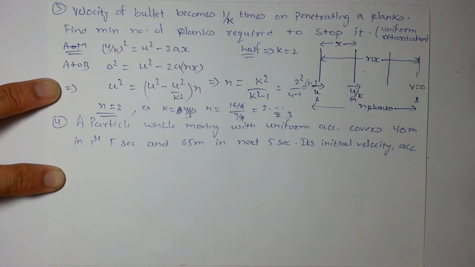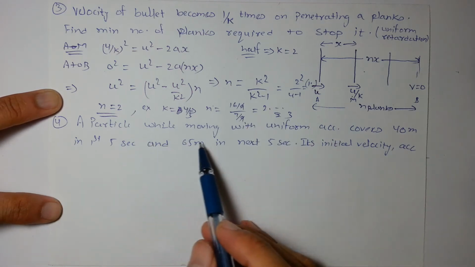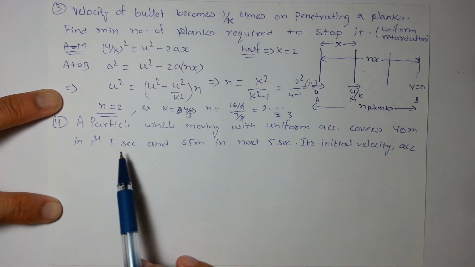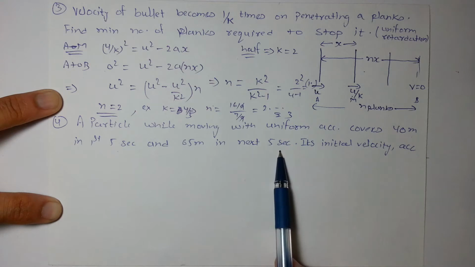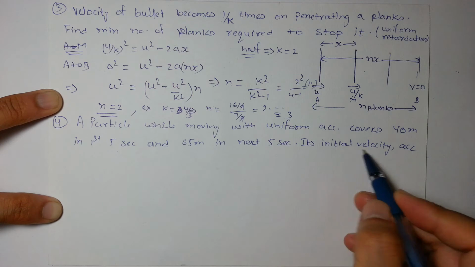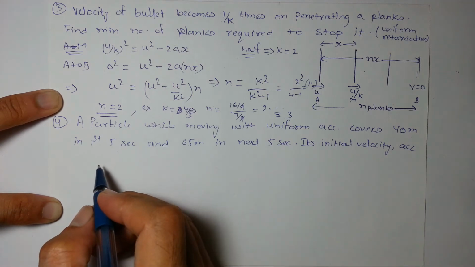Okay, so this is how we take the value of n, if it comes out to be a fraction, just greater than that. The next question is, a particle is moving with uniform acceleration, covers 40 meters in first 5 seconds and 65 meters in next 5 seconds. We have to find initial velocity and acceleration. It could also be asked what is the displacement in the next 5 seconds or next 10 seconds, so on. Okay, if we get u and a, anything can be calculated.